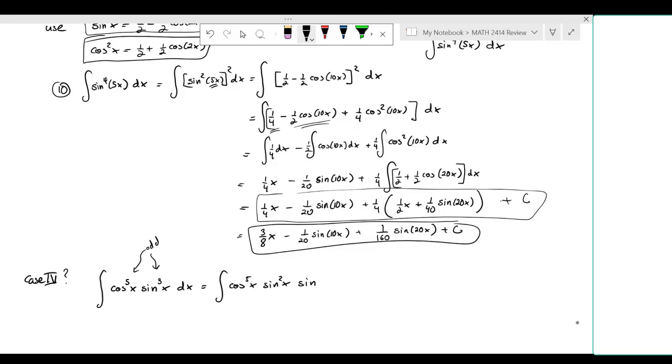We have our choice. The powers for sine and cosine are both odd. I'll just use sine. And then you would rewrite the sine squared that you have remaining using the Pythagorean trig identity. Right, sine squared is 1 minus cosine squared. And then you would use a u sub. I just wanted to point that out. I'm not going to do it. I'm just going to point that out.